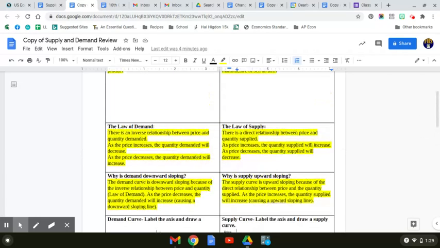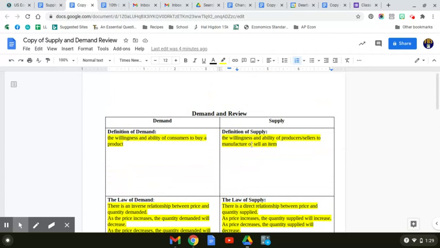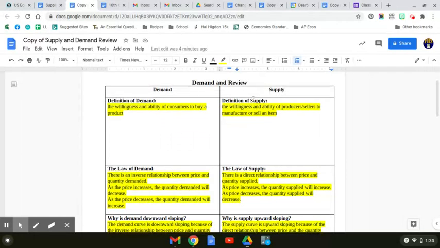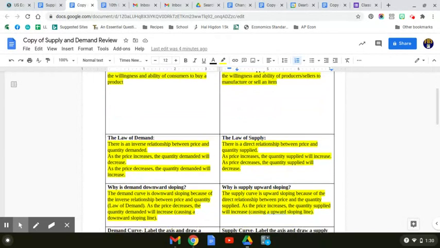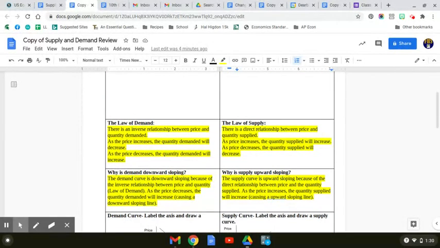And then going and looking at our second column here, which is supply. So you should have something close for the definition of supply to the willingness and ability of producers or sellers to manufacture or sell an item. For the law of supply, there is that direct relationship between price and quantity supplied. So as the price increases, the quantity supplied will increase. And as price decreases, the quantity supplied will decrease. So remember, the goal of a business is to make as much money as possible. So they want to sell as much of the item as possible at the highest price possible.